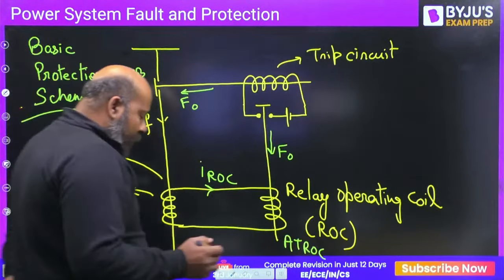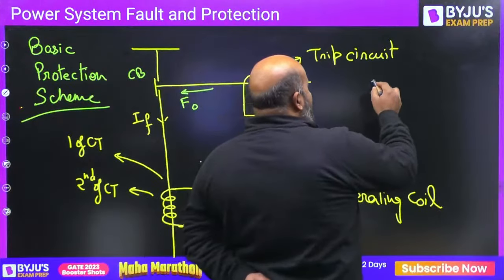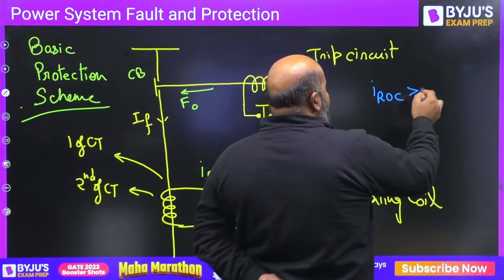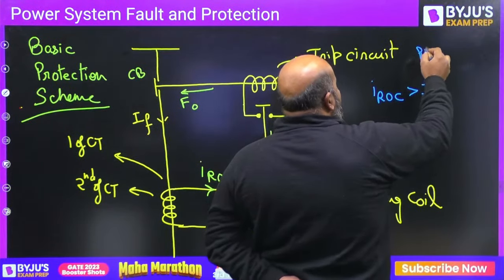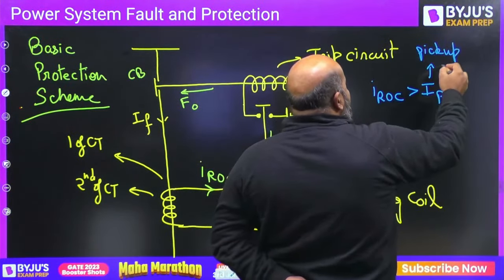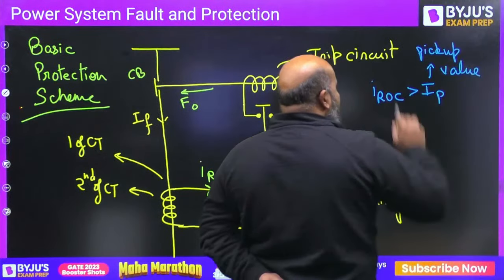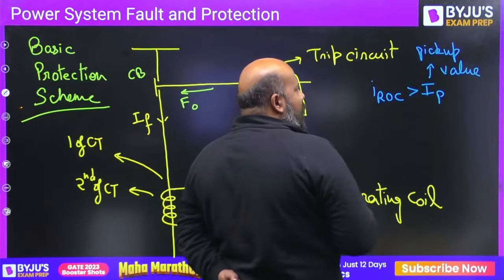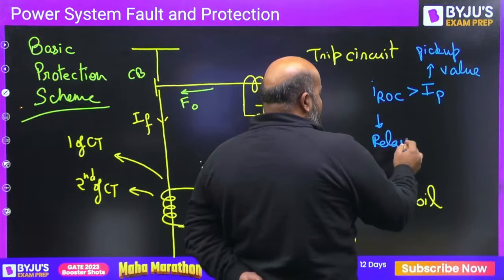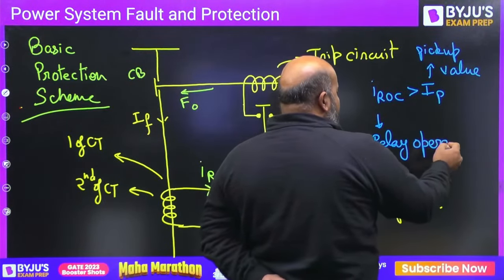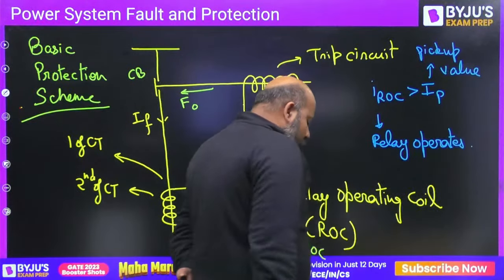Now you understand, when this relay operating coil current becomes more than a predetermined value, this is called the pickup value. So when the current becomes more than the pickup value, the relay operates. Otherwise, the relay does not operate. Is it clear, everybody?